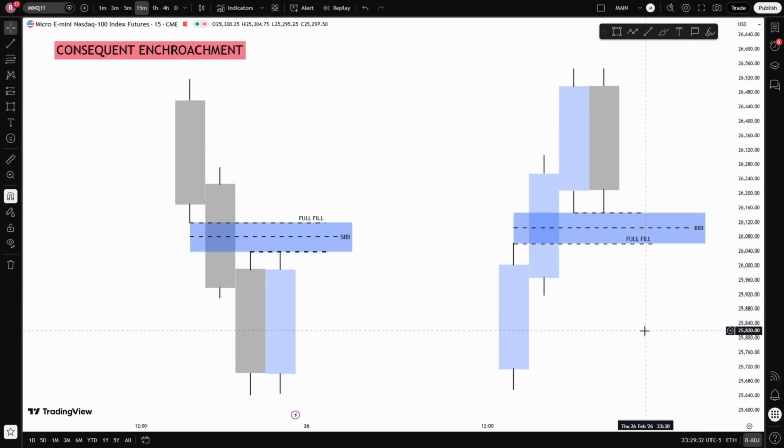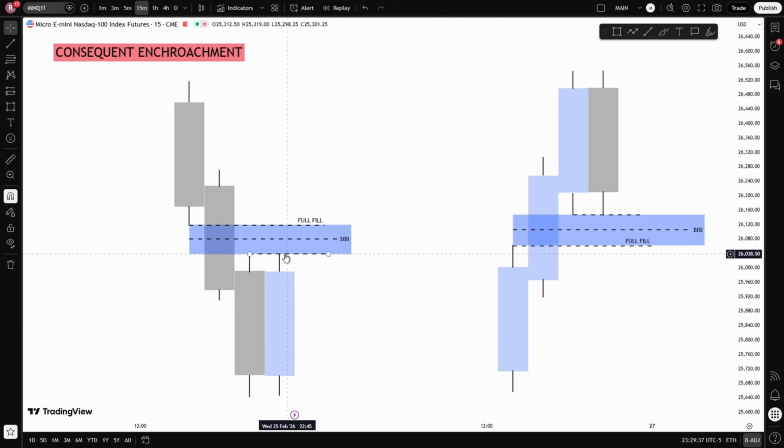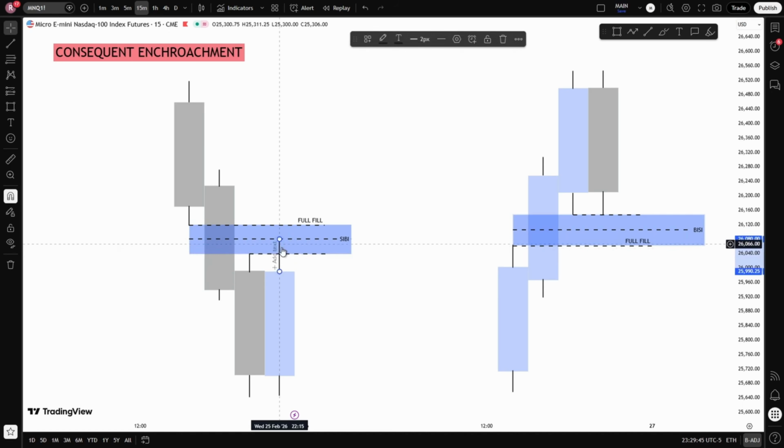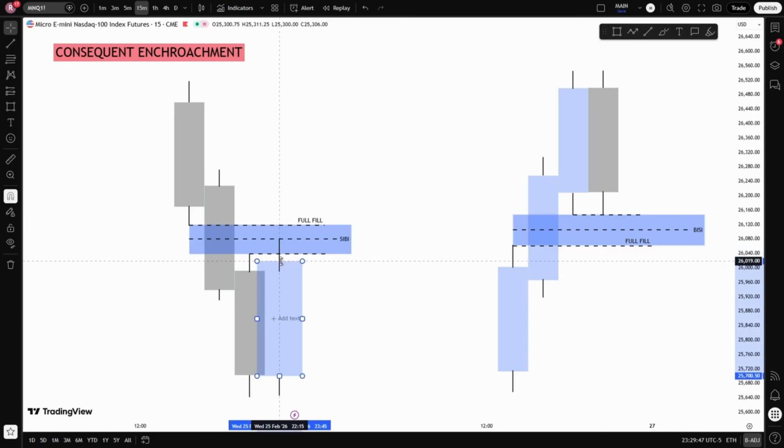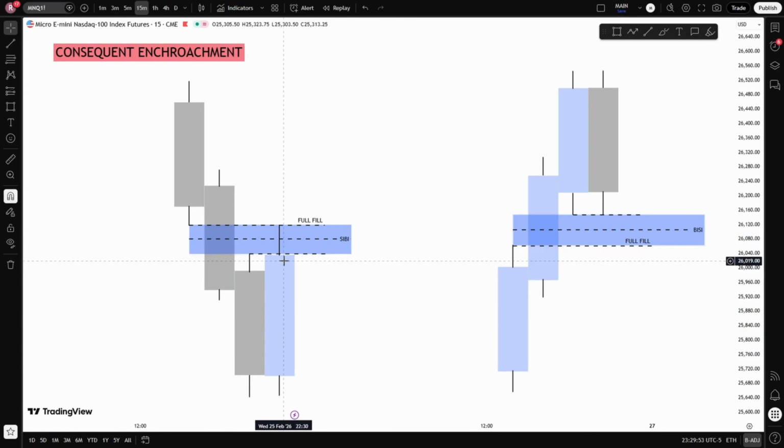There are three main things that I focus on within a fair value gap. The first is the start of the fair value gap, which is the edge of the imbalance where price initially displaced from. The second is the consequent encroachment, which is the 50% level of the fair value gap. And the third is the full fill, which is when price completely trades through the entire gap.